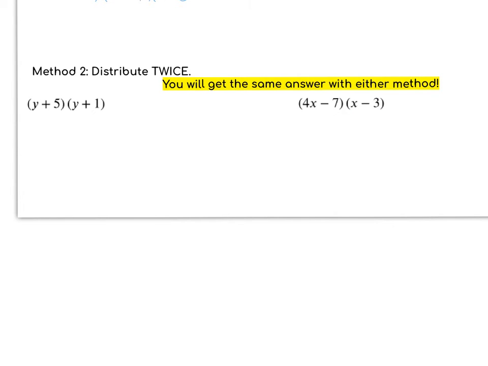The second method that we're going to use is to distribute twice. Okay, this will be a lot like what we did when we distributed a monomial in the previous lesson. The important thing to know is you're going to get the same answer with either method. So if you like the distributing method, you can use it. If you like the box method, you can use that. So let's see what it looks like when we distribute twice.